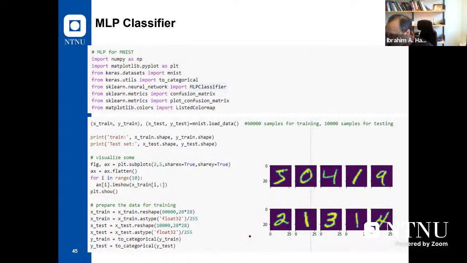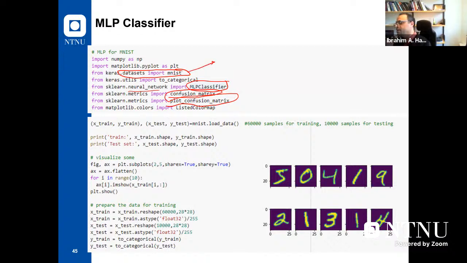I used the MLP classifier from sklearn.neural_network, and also a confusion matrix from sklearn.metrics. We have a very nice function called plot confusion matrix, which helps you to plot the confusion matrix. And from datasets I got MNIST. In fact, we got it from keras.datasets. You have this one in Keras. You don't need to download it from anywhere.